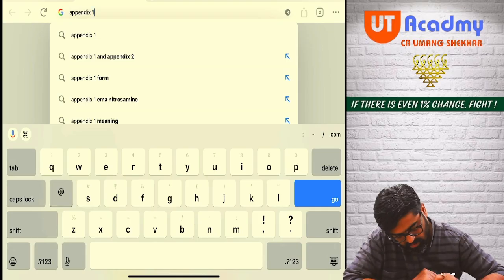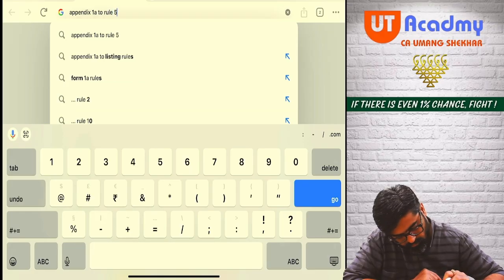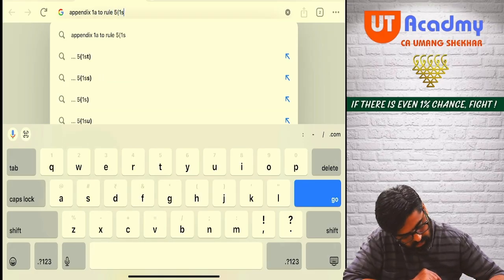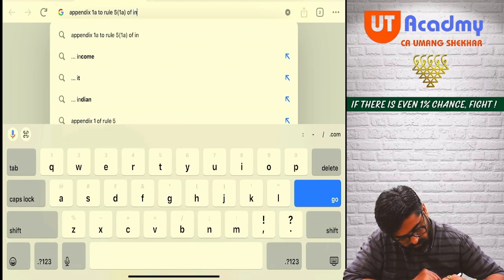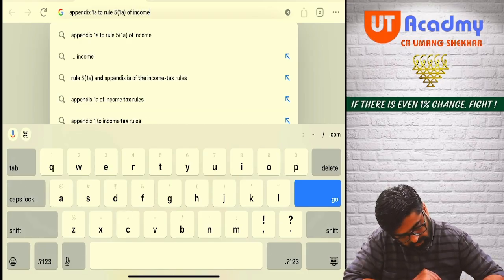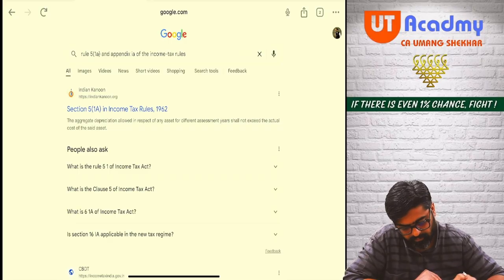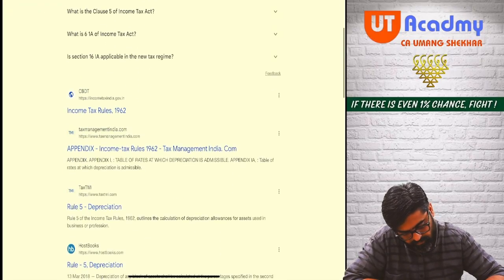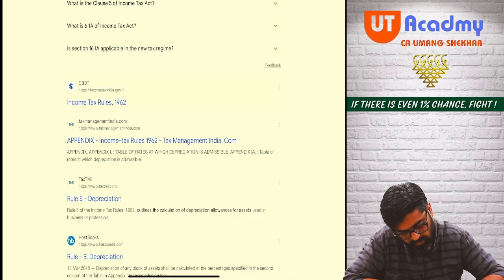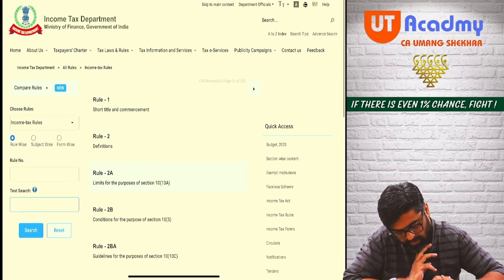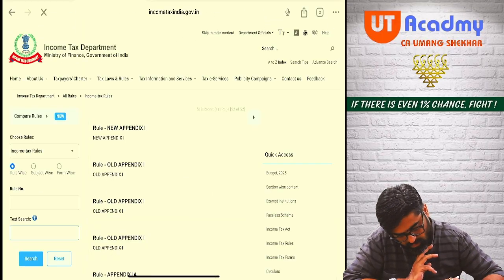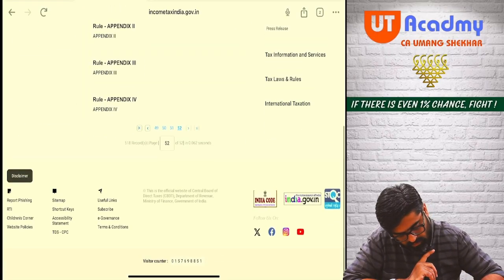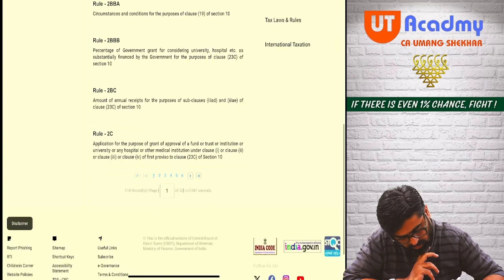See, if we can get it here, Appendix 1A to Rule 5(1A) of income tax, and Appendix 1A. Yes. See. Appendix, yes. incometaxindia.gov.in. Income tax rules. Rule number 5, no? Oh, where have I come? Last page. No, not last page. We have to go to the second page.